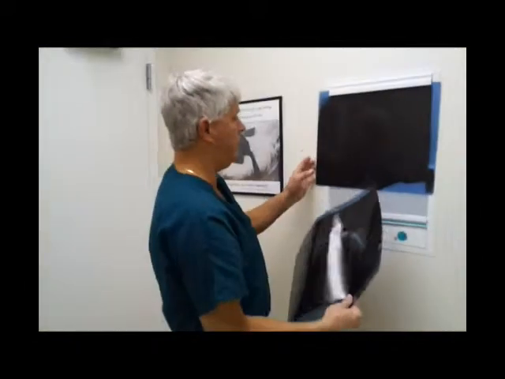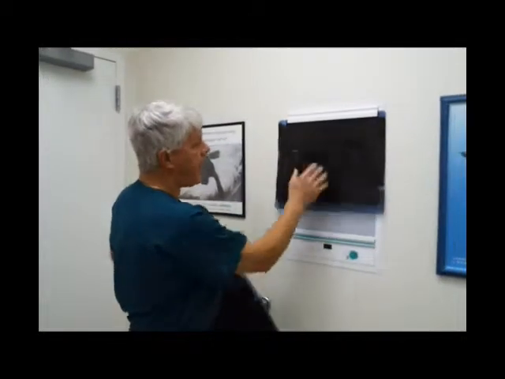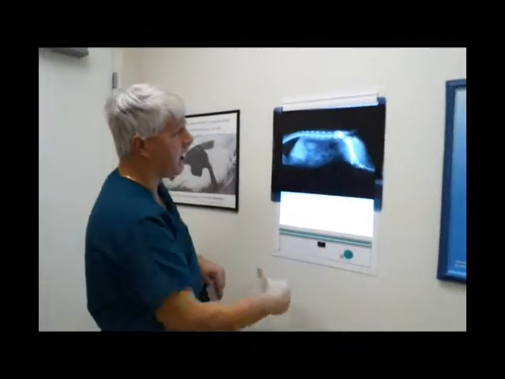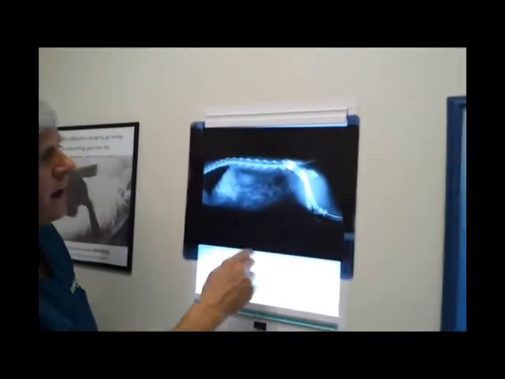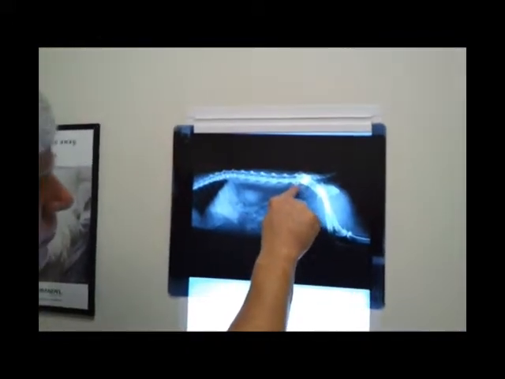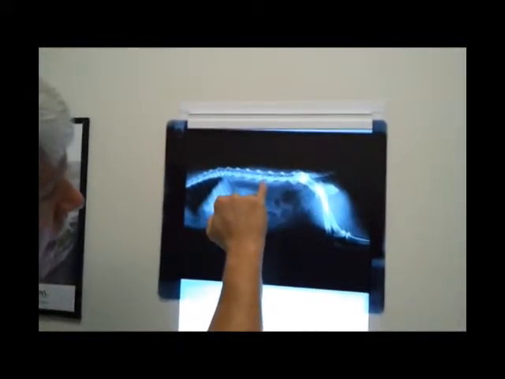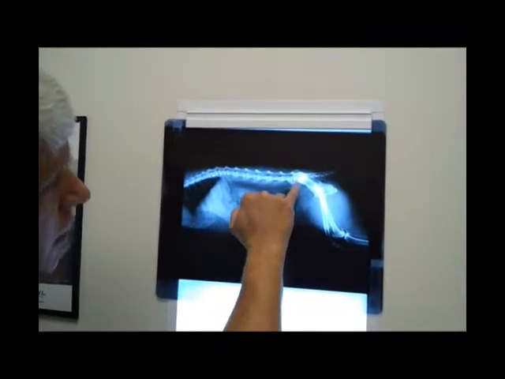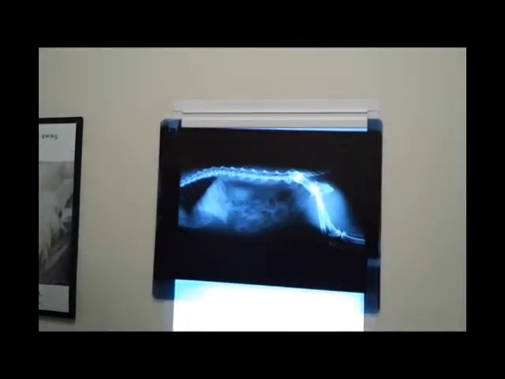This is another one that we have that's a cat that was hit by a car when it was young, and all of this down here is arthritic change. This area, very, very normal. All of this is very arthritic.